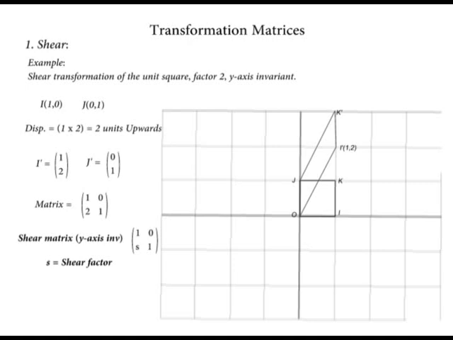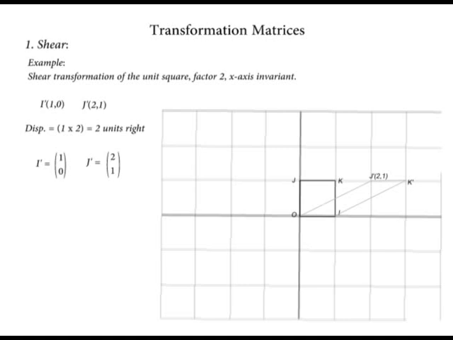If you repeat the process with x-axis now invariant, you will find that point I will be invariant and that J will have new coordinates (2, 1). So the shear matrix when x-axis is invariant will be (1, s; 0, 1), where s is the shear factor.